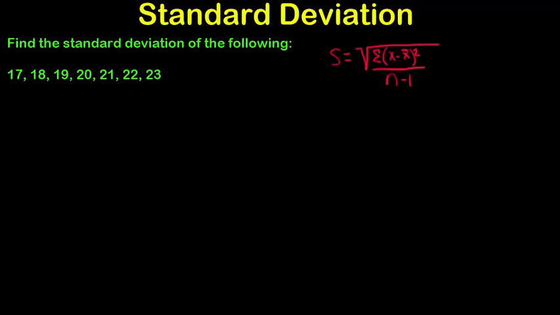So our equation to start off with is the standard deviation is equal to the square root of the sum of the data number minus the mean squared, all over the number of data items you have minus 1. I know that sounds crazy, but we'll do this step by step.